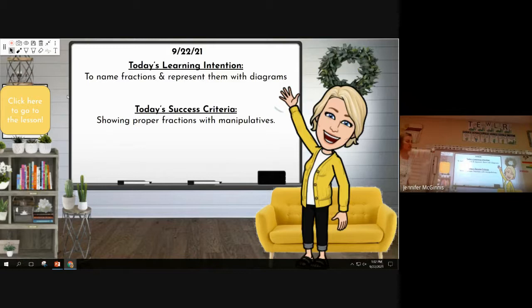Today's learning intentions are very similar to yesterday's: name fractions and represent them with diagrams. We'll talk more about that in a second. And this is not true. Oh, maybe it technically is. We're just going to do it in a different way.